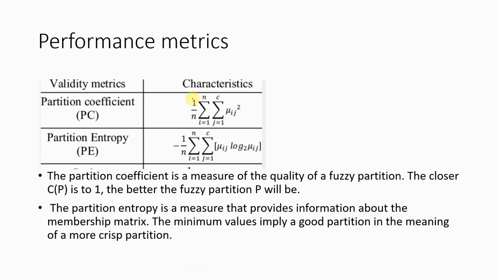The performance metrics used to evaluate the clustering algorithm are the partition coefficient and the partition entropy. Both are evaluated based on the membership function. The partition coefficient is a measure of the quality of a fuzzy partition. If the value is very close to 1, the partition is better. The partition entropy is a measure that provides information about the membership matrix. An entropy value near 0 indicates a good partition.